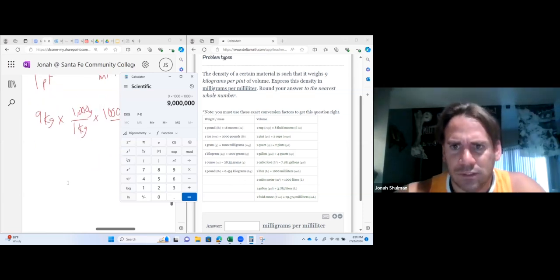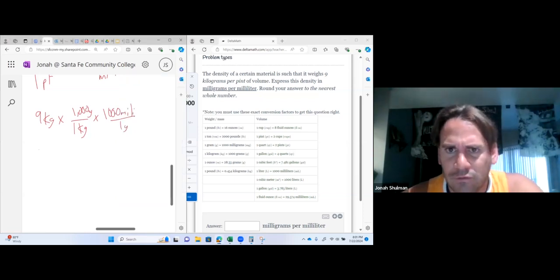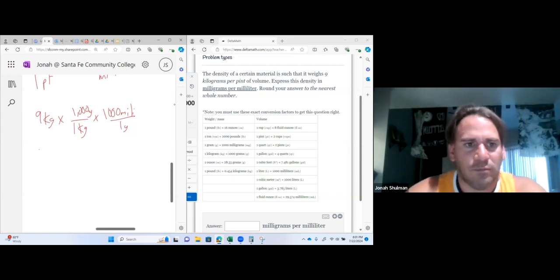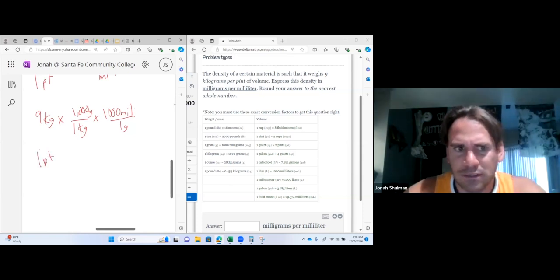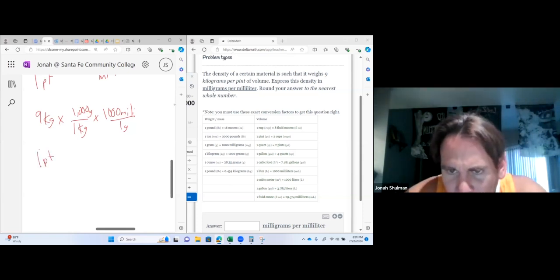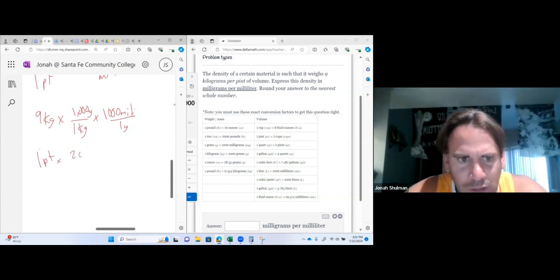All right, so let's do it. We have 9 kilograms per pint. So we have 1 pint. We have to turn this 1 pint into milliliters. So 1 pint is to cups. So 1 pint, I have 2 cups over 1 pint.